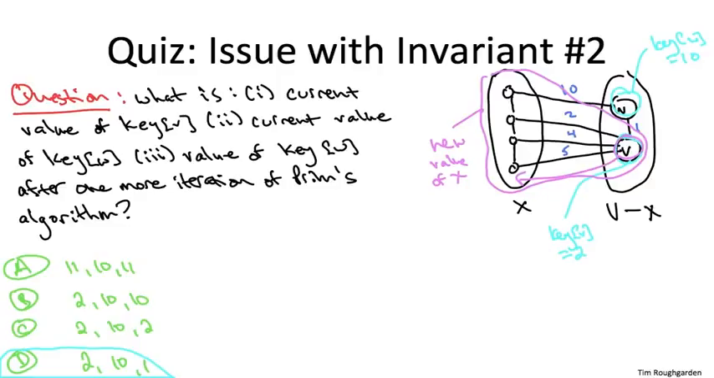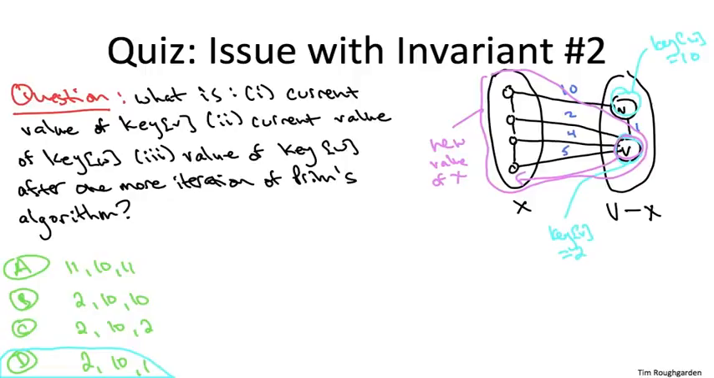So the third part of the question says, what about when we execute one more iteration of Prim's algorithm? So what is Prim's algorithm going to do? Well, it's going to move the edge with the smallest key from the right-hand side to the left-hand side. V has a key value of 2, W has a key value of 10, so V is going to be the one that gets moved from the right-hand side to the left-hand side. So once that happens, we now have a new set, capital X, with a 5th vertex. V is now a member. So the new value of X is everything except for the vertex W.